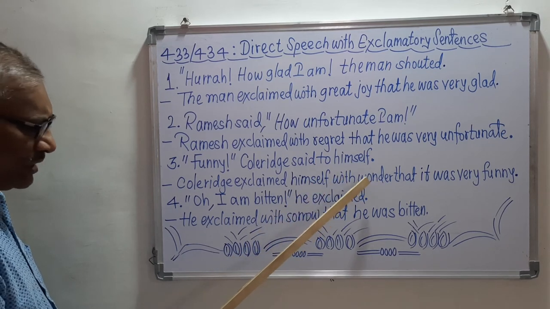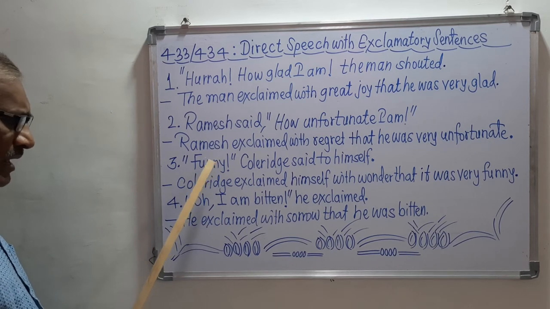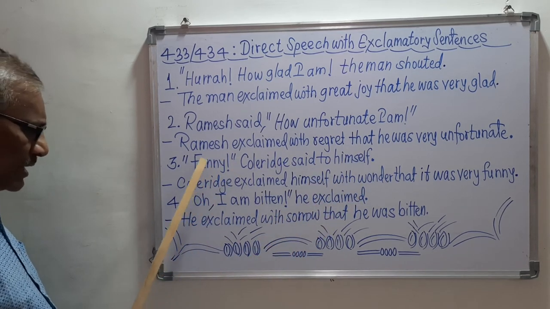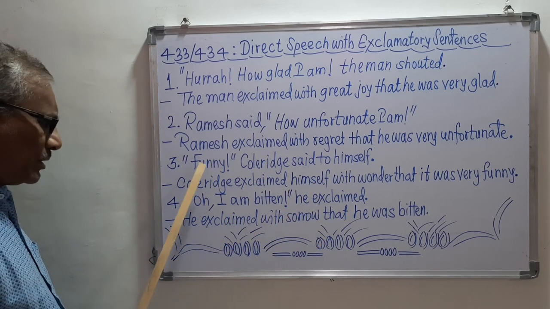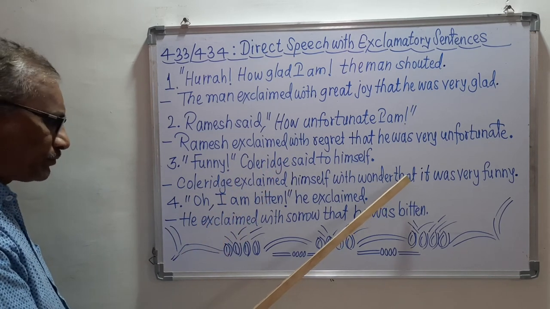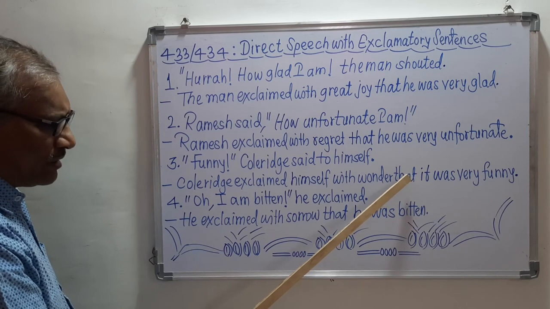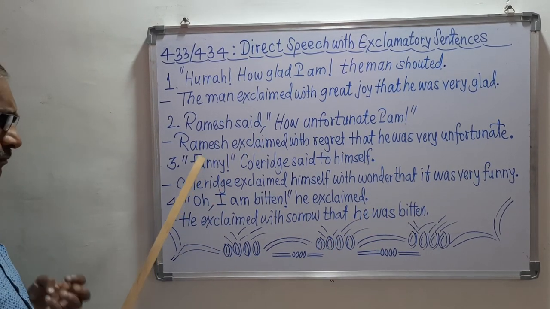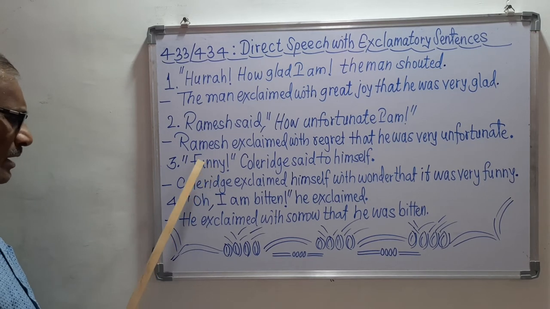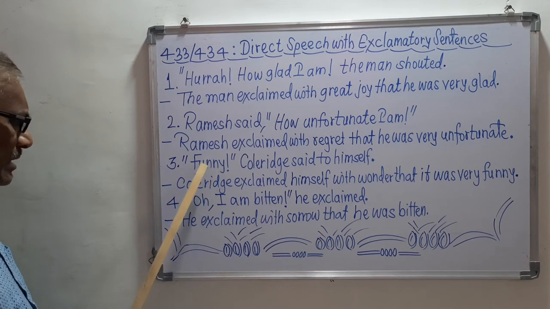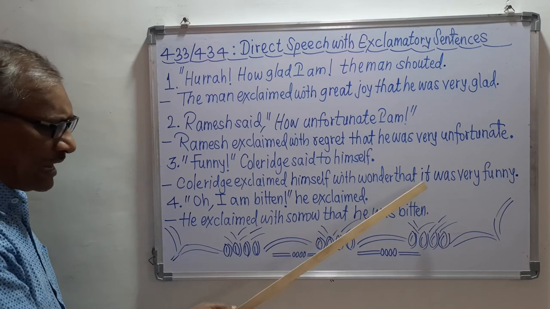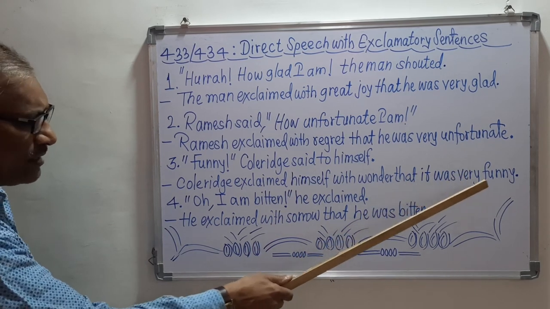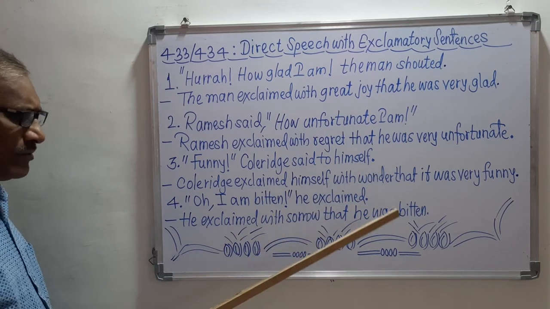Then I have taken with wonder, because here is the word funny, and in this word funny the meaning is of wonder, and that's why I have taken with wonder. And then I have joined the reporting verb part and the direct speech part with the conjunction that. And then I have written it was very funny, because this funny is a single word, but its assertive sentence will be it is very funny, and this it is very funny I have turned into indirect speech as it was very funny, because is will be was, it will remain it, and very and funny will remain the same. And therefore I have done like this.